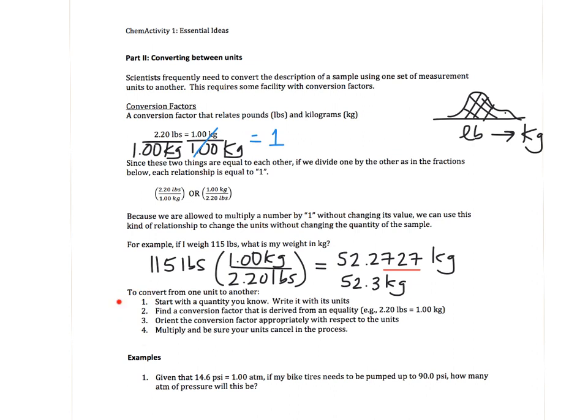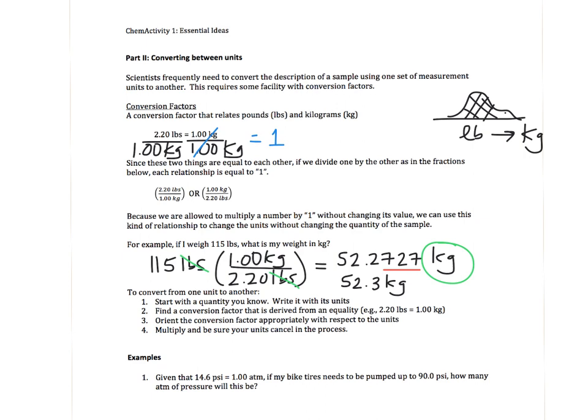So here's some general rules to use. Start with a quantity that you know, in this case the 115 pounds. It's a real thing. Write it with its units, because you want to be able to see, for example, in this case, that the pounds cancel and you're left with kilograms. Find a conversion factor, in this case we used this one, that is derived from an equality. And the equality is this, it's two things that are equal to one another. Orient the conversion factor appropriately with respect to the units. In other words, I chose this one so the pounds would be in the denominator. Multiply and make sure your units cancel out in the process.